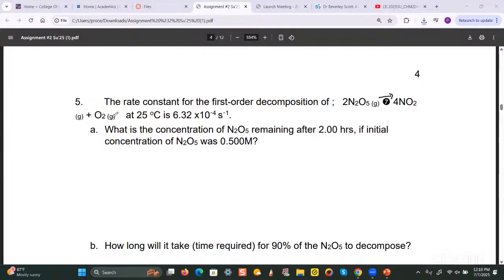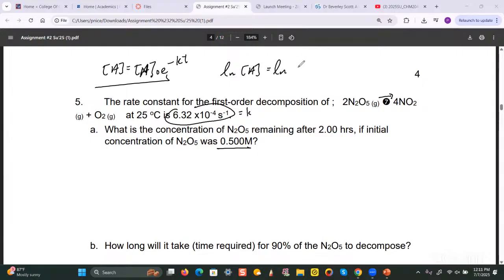All right. Okay. So in this question, they gave us the rate constant. So this is your K, right? And the question is asking, what is the concentration of N2O5 remaining after 2 hours if the initial concentration of N2O5 is 0.500? Now, as I said before, there are 2 forms of the equation that you could use. I'm just going to use A to represent N2O5 because I'm lazy, all right? A initial e to the minus kt. So this is one form of the equation you could use, or you could use the one that we just looked at earlier: ln A is equal to ln A initial minus kt, right?